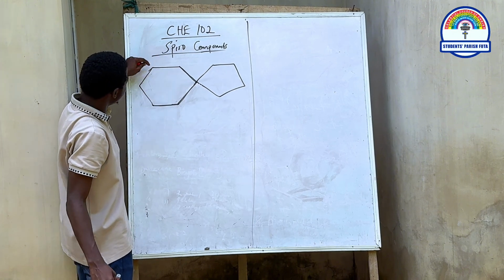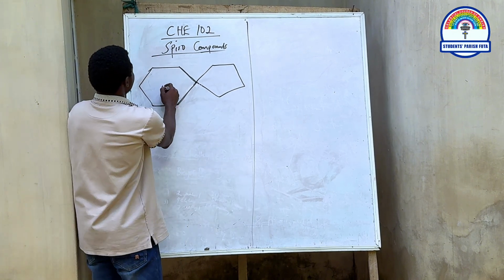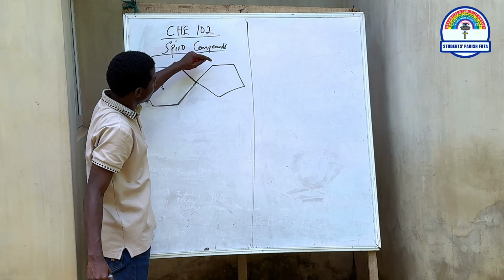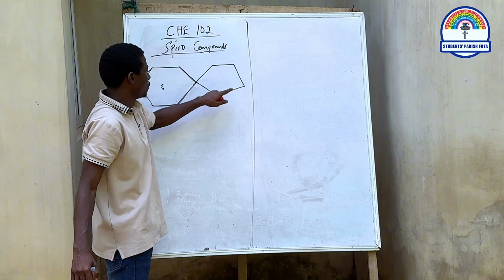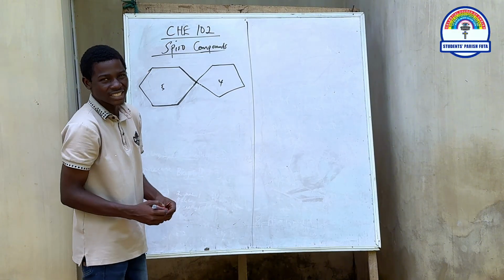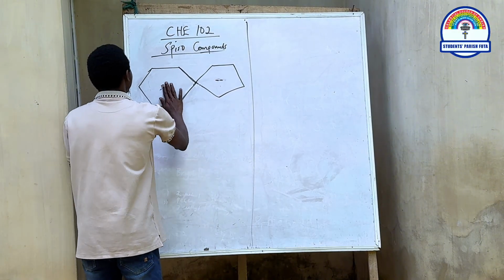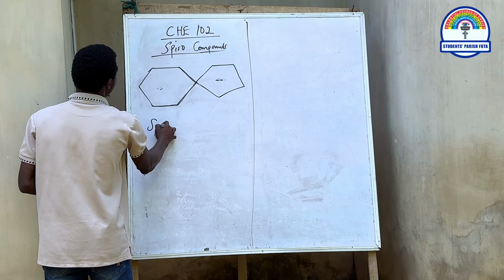So let's go: 1, 2, 3, 4, 5. For this you have 5. For this you won't count the starting point, that's the starting point, that's the end point. So 1, 2, 3, 4. For this you have 4. So which one is the least? That's the 4. So if you have to name this now, you say you have Spiro.